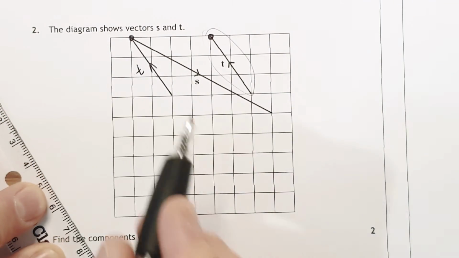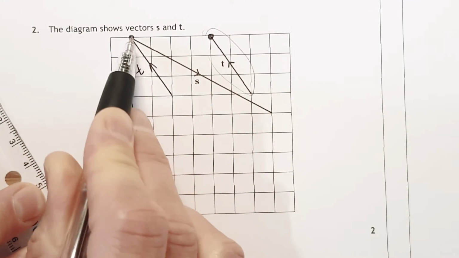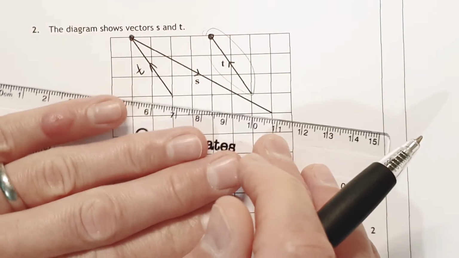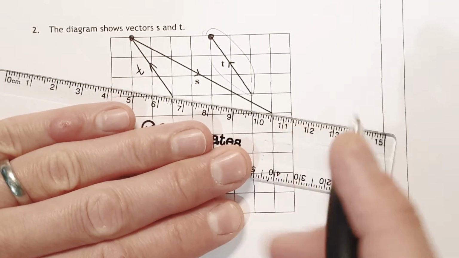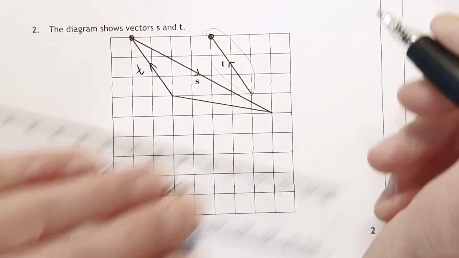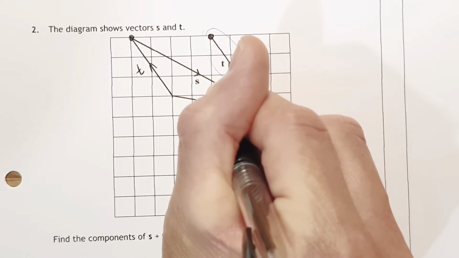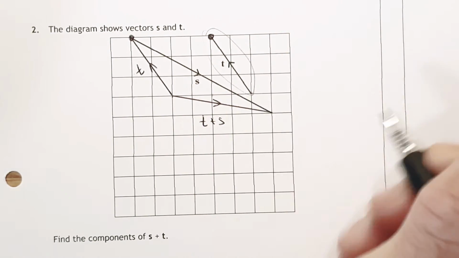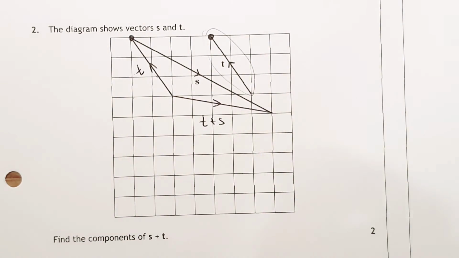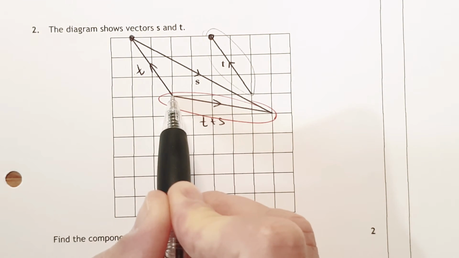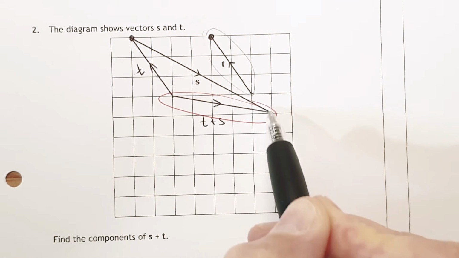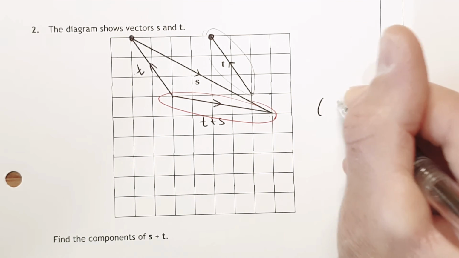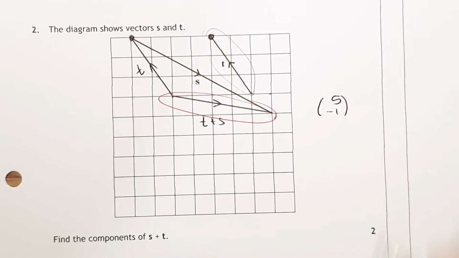So to add them, you're going from here to there, which is the resultant vector of t plus s. And t plus s and s plus t are the same thing. So we just need to know the components of this vector here. Well, we're going from the tail of it along 5 to the right and then down 1. So the components of that are going to be 5 and then -1.